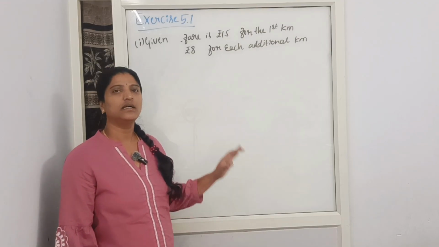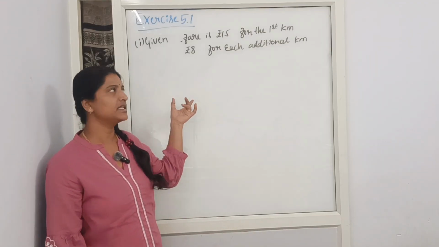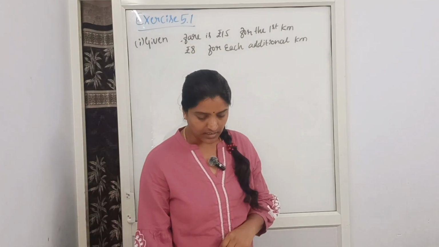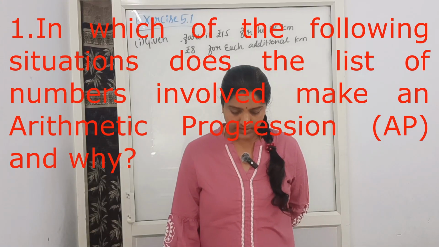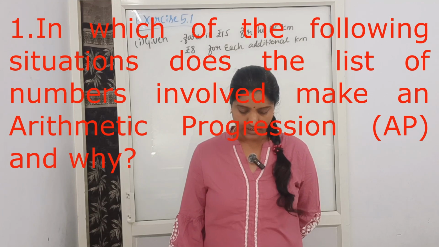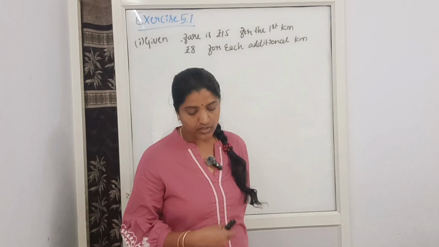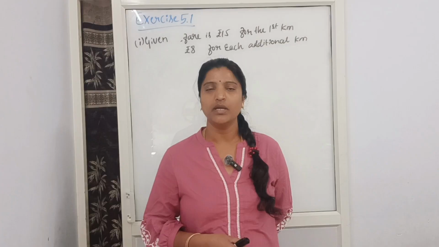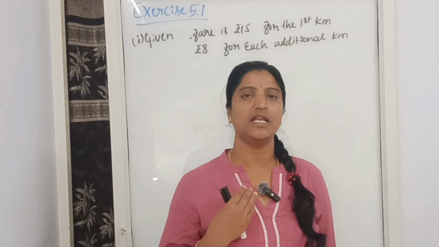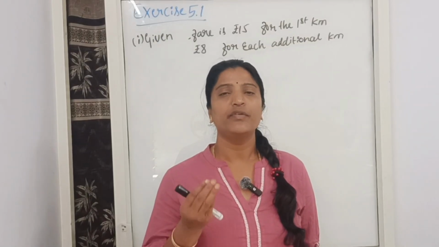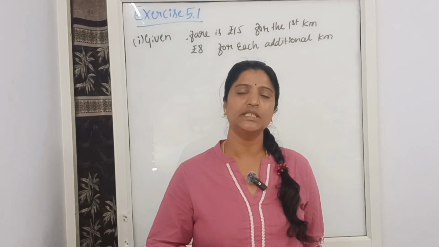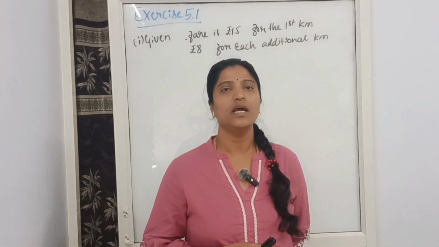Today let us start, under arithmetic progression, the first exercise, that is exercise 5.1. The first question is: in which of the following situations does the list of numbers involved make an arithmetic progression, and why? We have four situations, and we need to understand them and try to make a number list, and check whether it belongs to arithmetic progression. If it belongs, we should say why. If it does not belong, that also we should mention.